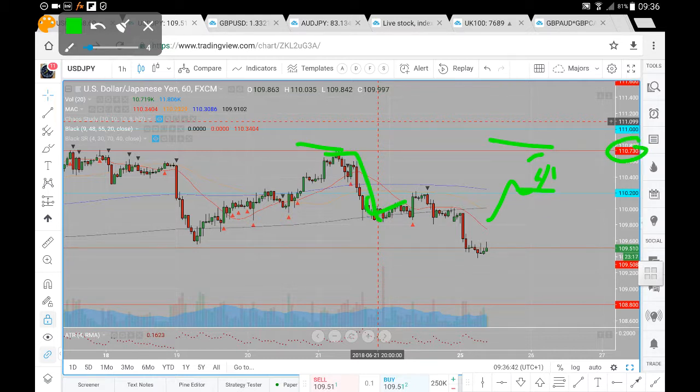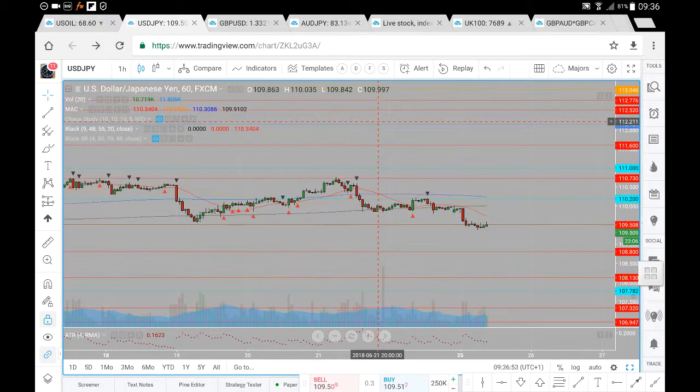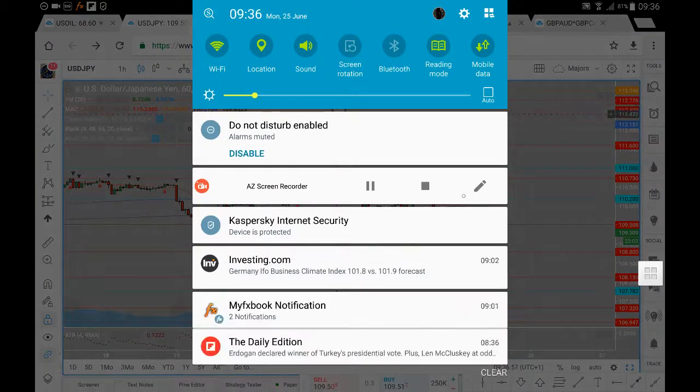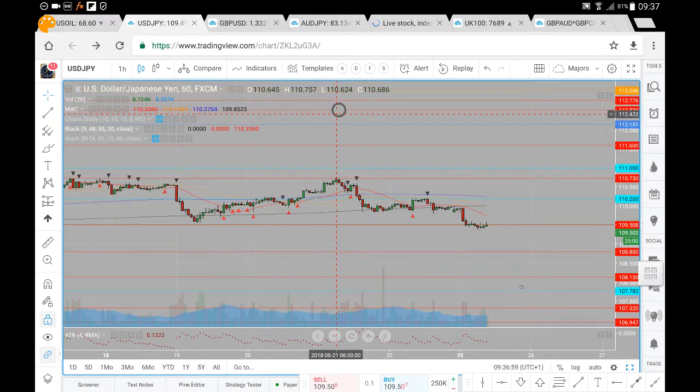area previously found resistance. If, however, we do break down from this 109.50, the very next level of note to the downside is a move down towards this 108.80, successful break from which, and we are looking for prices to then head towards the 108.13 here on the US dollar Japanese yen.